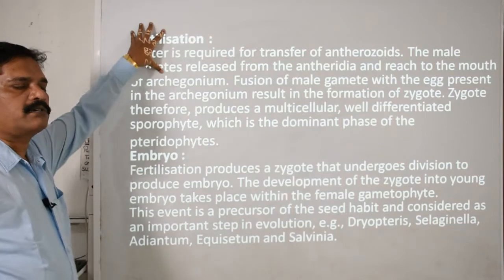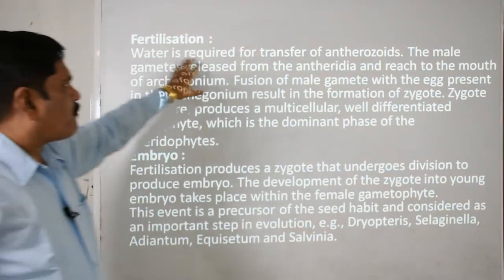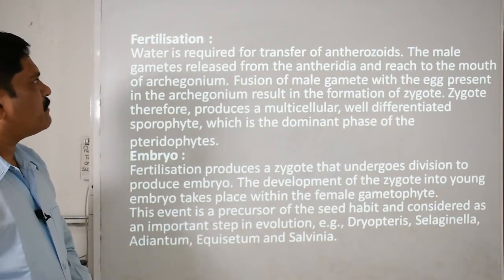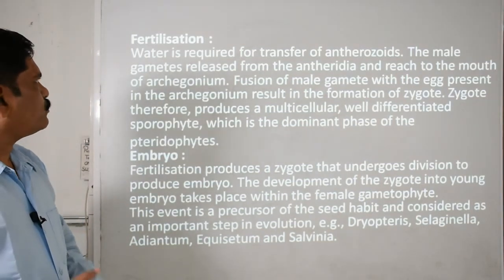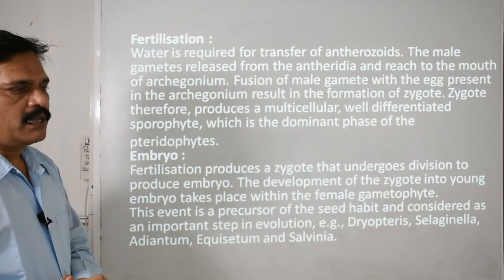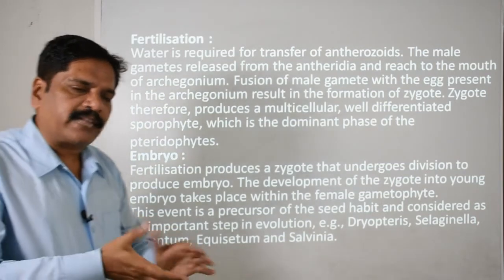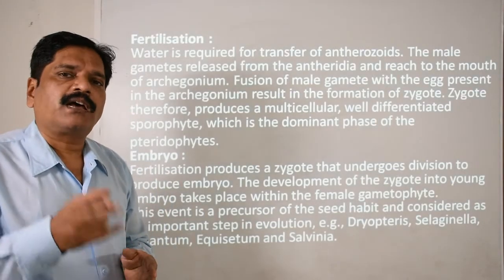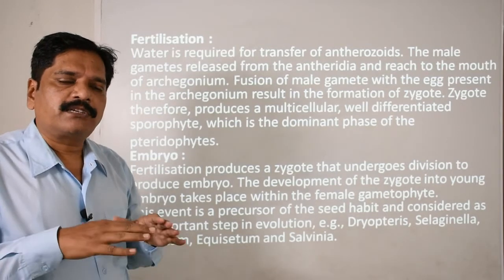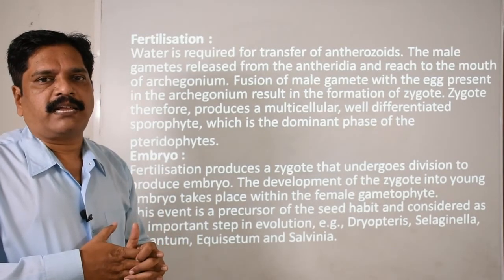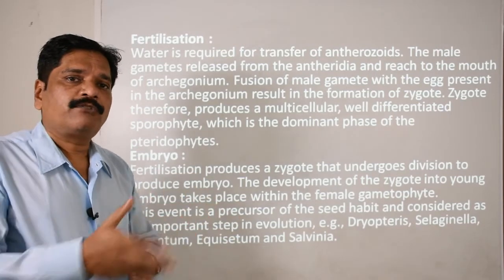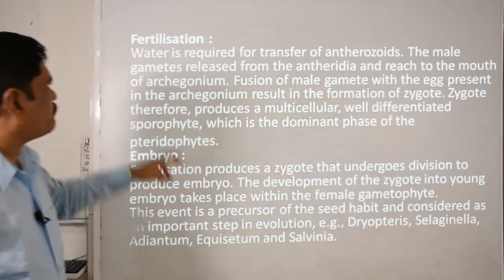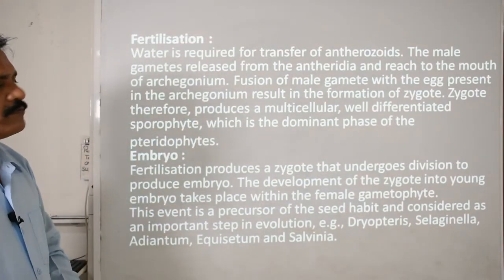Clear? Now we turn to fertilization. Water is required for the transfer of the antherozoids, and the male gametes released from the antheridia reach the mouth of the archegonium. Clear? As you know, these are somewhat like amphibians in nature. The antherozoids are flagellated structures, and swim with the help of flagella in the water, which carries them from male to female reproductive organs. The fusion of the male gamete with the egg present in the archegonium results in the formation of the zygote.